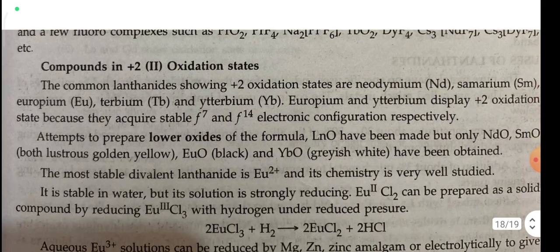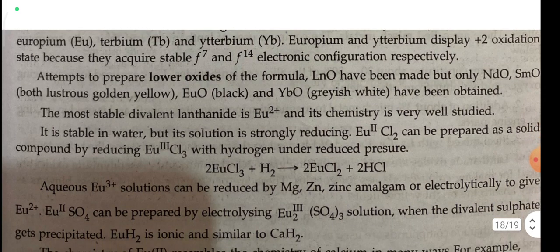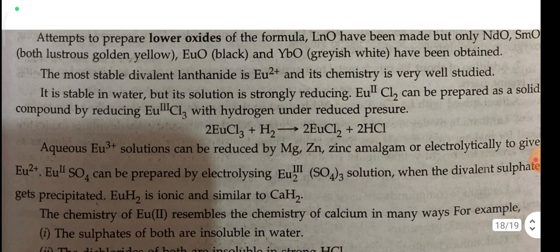Compounds in +2 oxidation state. The common lanthanides showing +2 oxidation state are neodymium, samarium, europium, thulium, and ytterbium. Europium and ytterbium display +2 oxidation state because they acquire stable f7 and f14 electronic configurations respectively. Attempts to prepare lower oxides of formula LnO have been made, but only NdO, SmO, EuO, and YbO have been obtained. The most stable divalent lanthanide is Eu2+ and its chemistry is well studied.